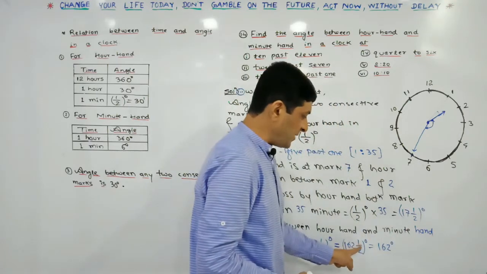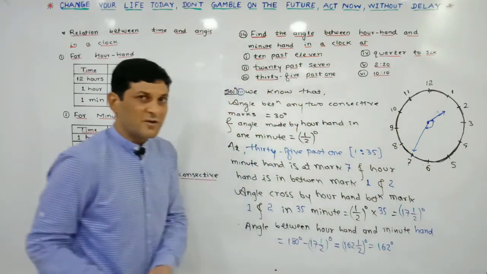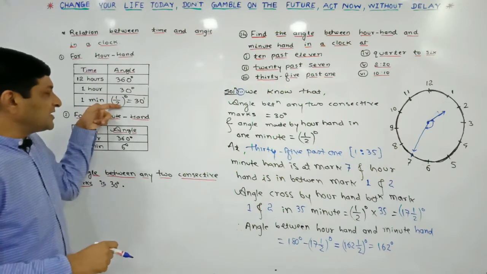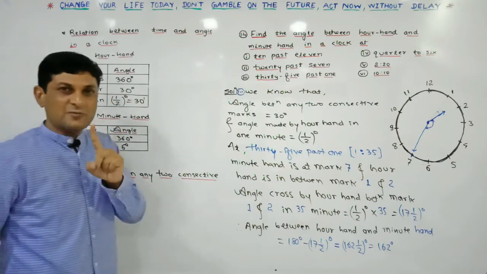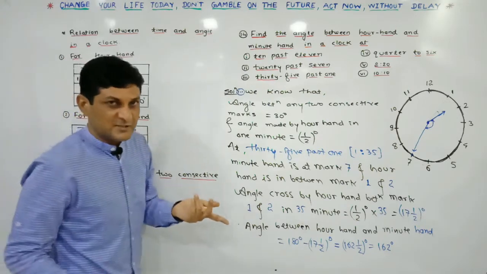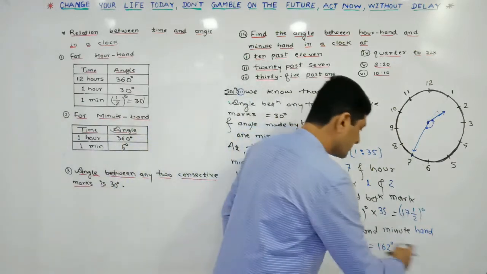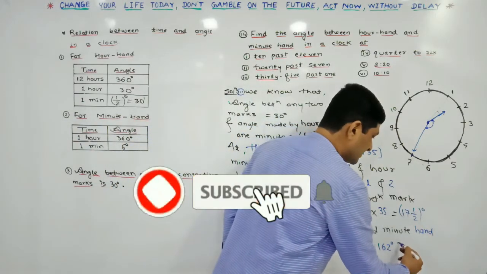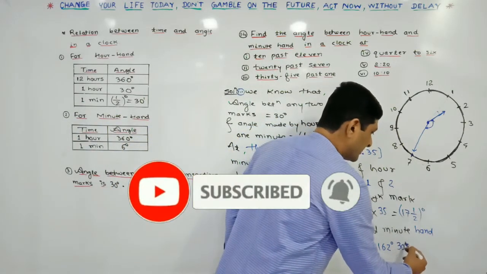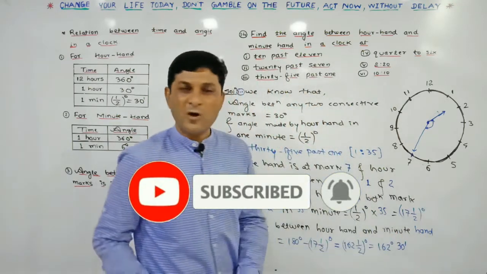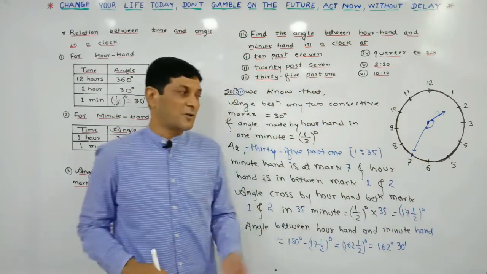Now the remaining part is half a degree. What is the value of half a degree? Can I say that half a degree means 30 minutes? Because we know that 1 degree means 60 minutes, so half a degree means 30 minutes. So it can be written as 162 degrees and 30 minutes, which is the angle between the minute hand and hour hand of a clock at this time.